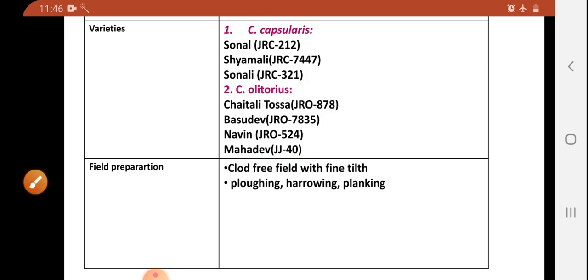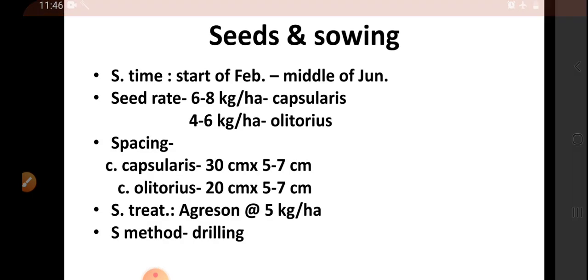So before cultivation of this crop, we have to prepare our field. For cultivation of this jute crop, it requires a fine tilth seed bed. So we have to keep our field clod free by carrying out various field operations like ploughing, harrowing, and planking. One ploughing followed by 2 to 3 harrowings, and then planking, means land levelling, we have to carry out, and then we prepare our field for cultivation of this jute crop.